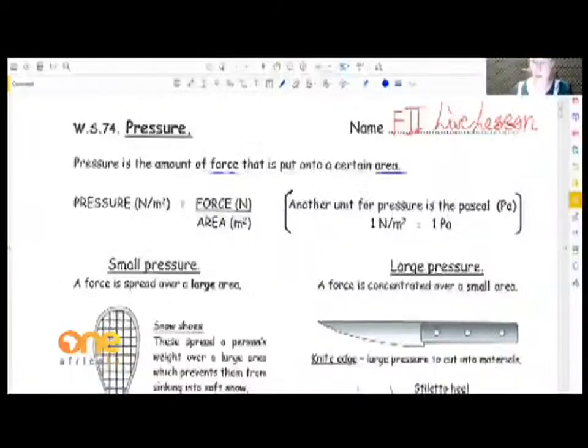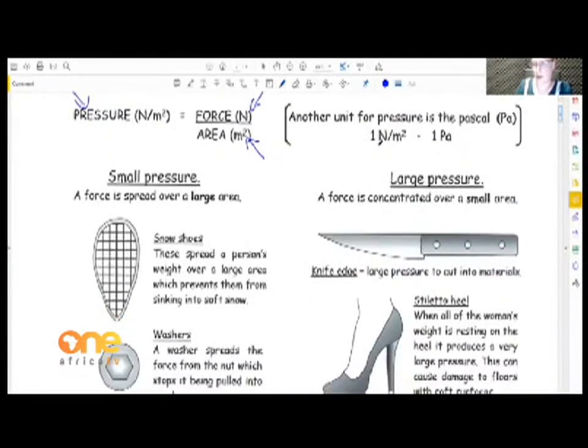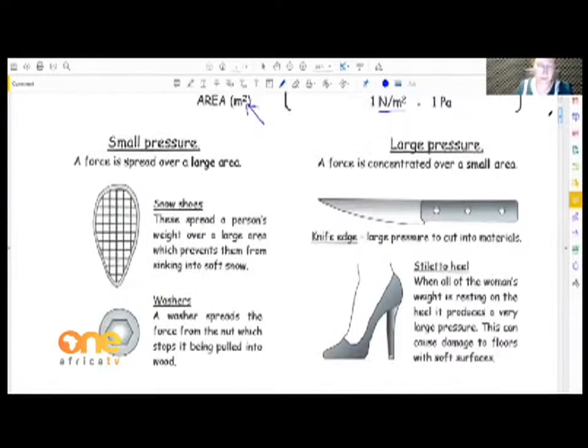Getting back to over here, we have pressure, which is a certain force in a certain area, just like your hand and the pen. So we measure it in newtons per meter squared. So a small pressure means that we have a force that is spread over a large area.